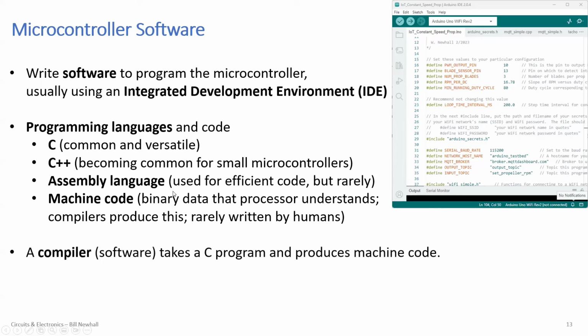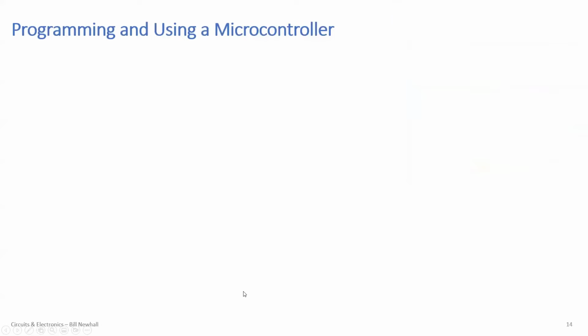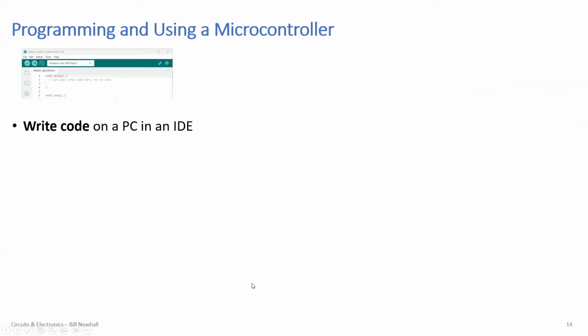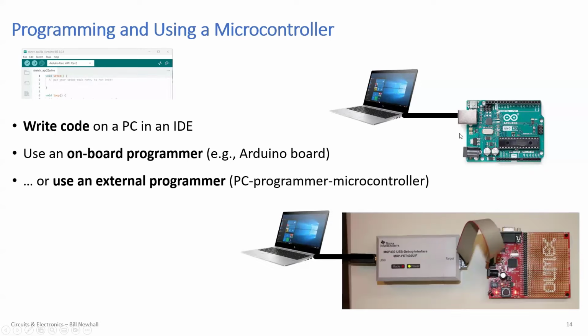So you take a compiler, which is a piece of software, to convert the C language or C++ language or other language to produce that machine code. And then you use a PC and programming hardware to actually download that machine code from the PC to the microcontroller. You write code on a PC using an IDE, and then you use an onboard programmer, for example, a programmer that's available on the Arduino board, or you use an external programmer.